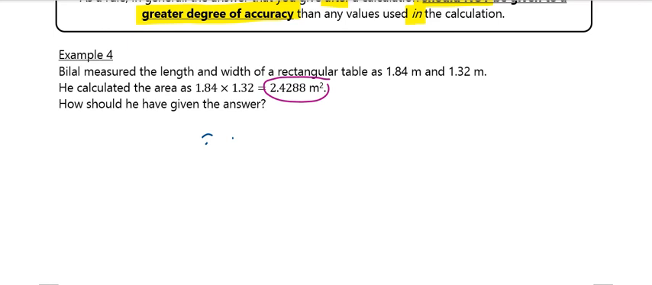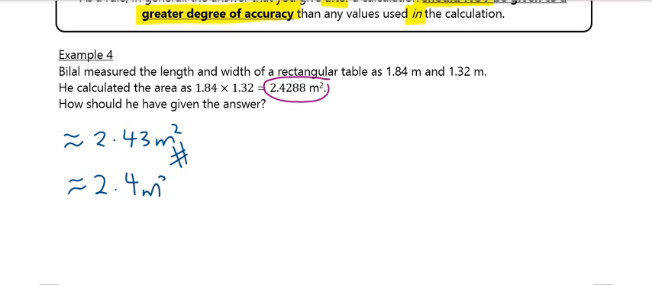This is approximately, correct to 2 decimal places. So you will have 2.43 meter squared. So he should have given that answer, right? Or if you want to make it simpler, you can say 2.4 meter squared. So the first one here is 2.43, which is 3 significant figures, and the last one is 2 significant figures.